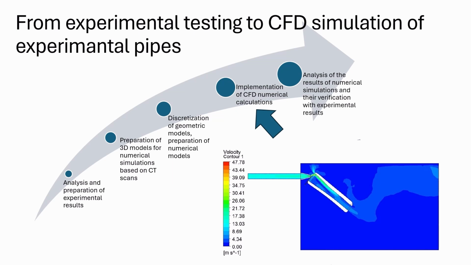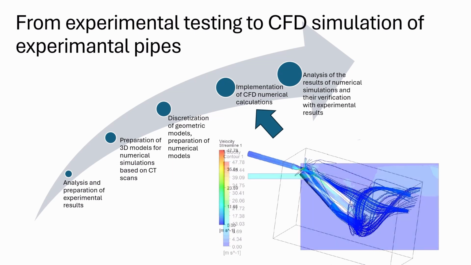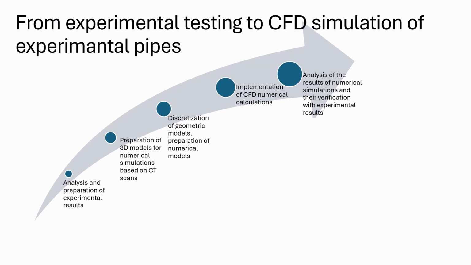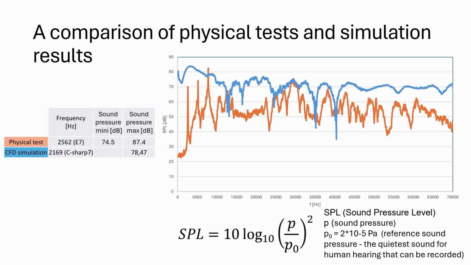Here you can see visualization of the air velocity field, and here you can observe the lines in the airflow. The last point leads us to the analysis of the results of numerical simulations and their verification with experimental results. The frequencies and loudness readings from the physical test and the CFD simulations are correlated to some extent.